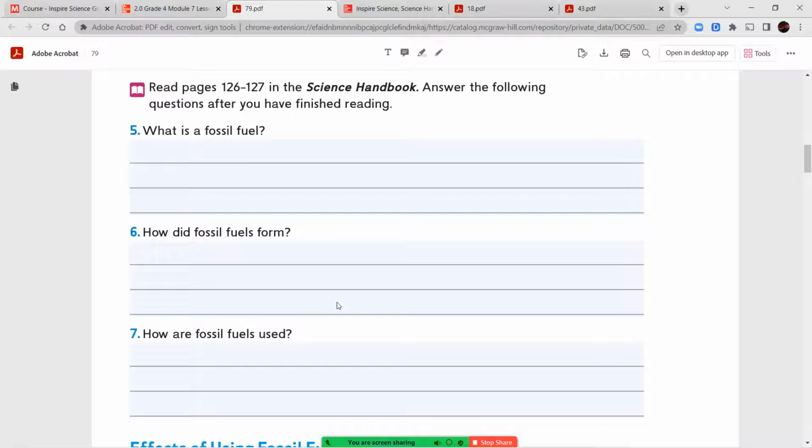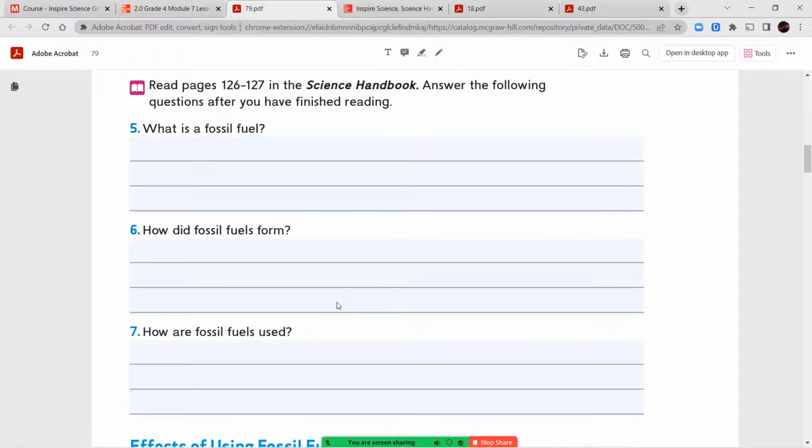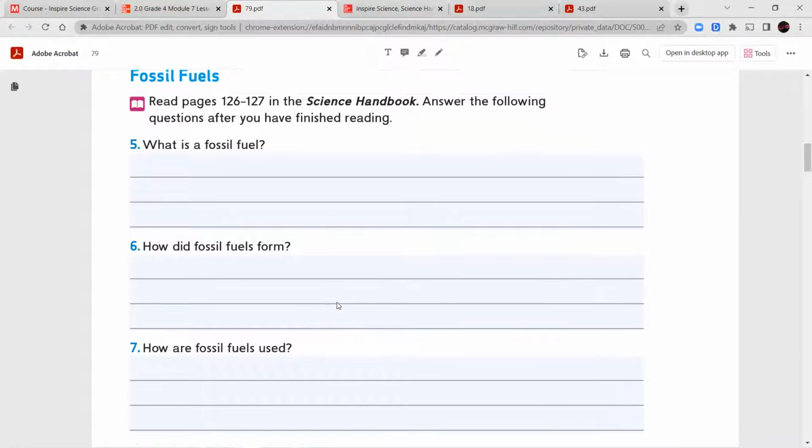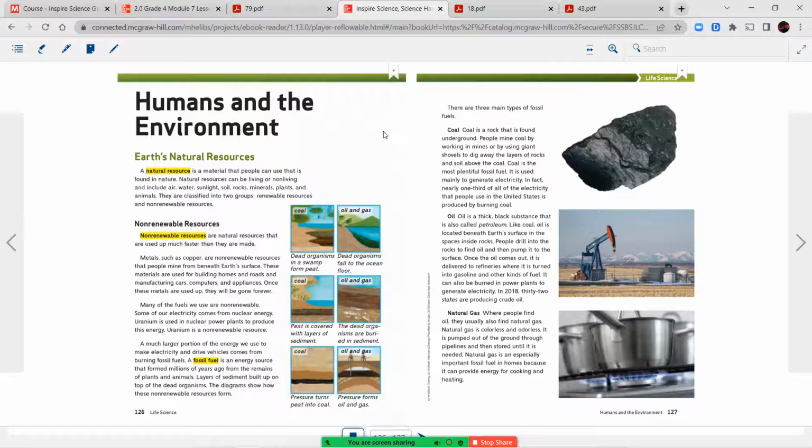Next, we're going to take a look at our textbook and read pages 126 to 127. And we're going to answer these questions. What is a fossil fuel? How did fossil fuels form? And how are fossil fuels being used? So let's go ahead and open our book. Humans and the environment, Earth's natural resources.